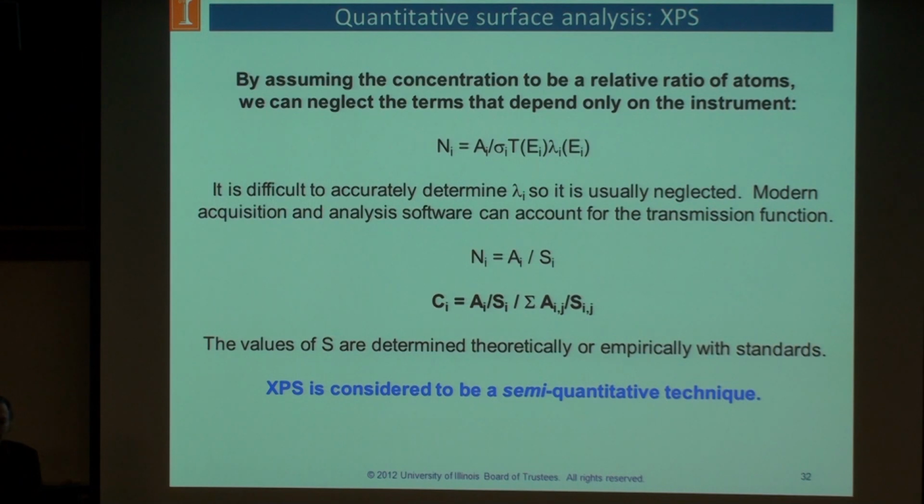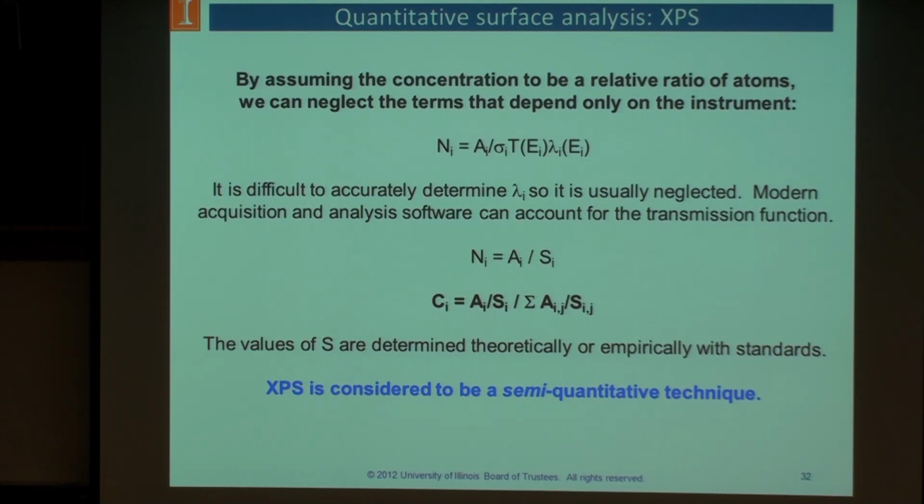And now modern acquisition and analysis software systems can account for the transmission function. So that leaves us with our number of atoms being related to the signal divided by what we call a sensitivity factor. And these can be determined either theoretically or empirically with standards.